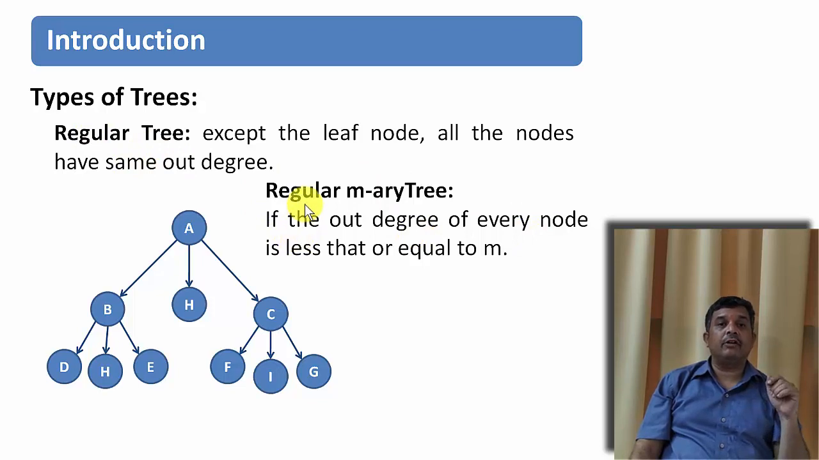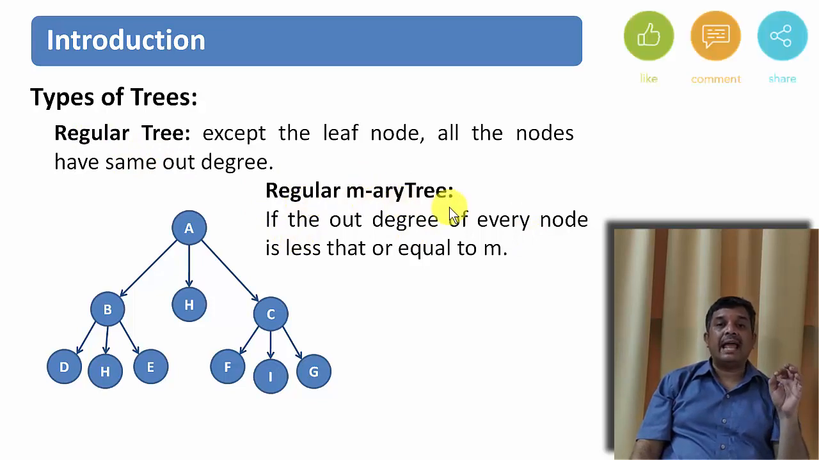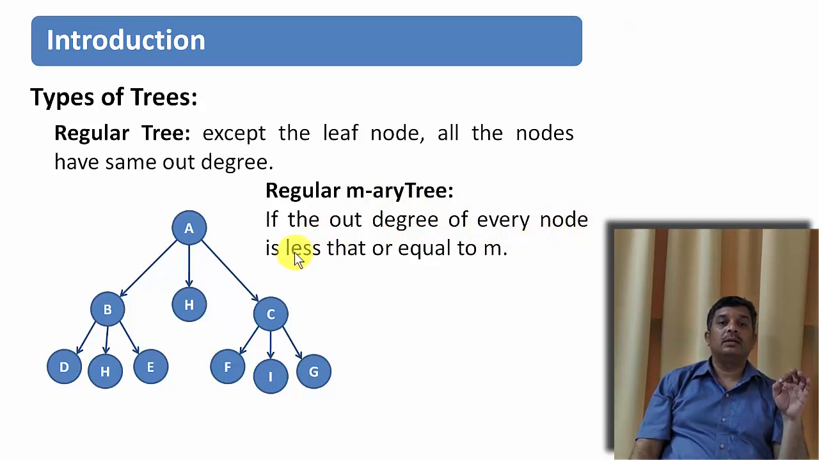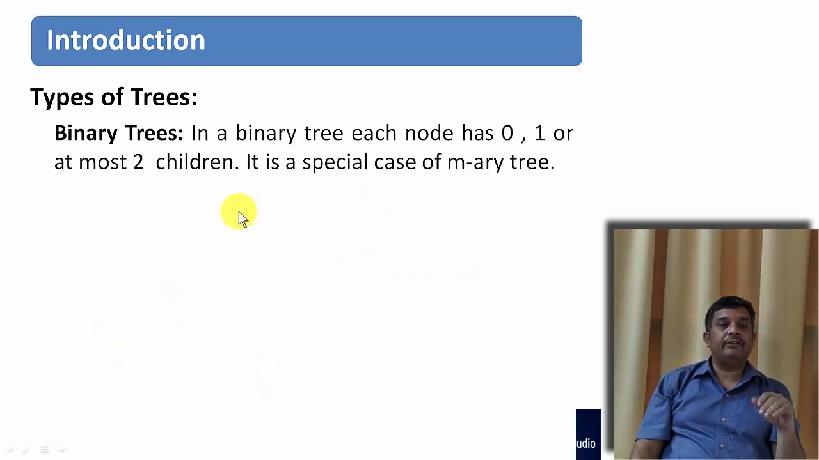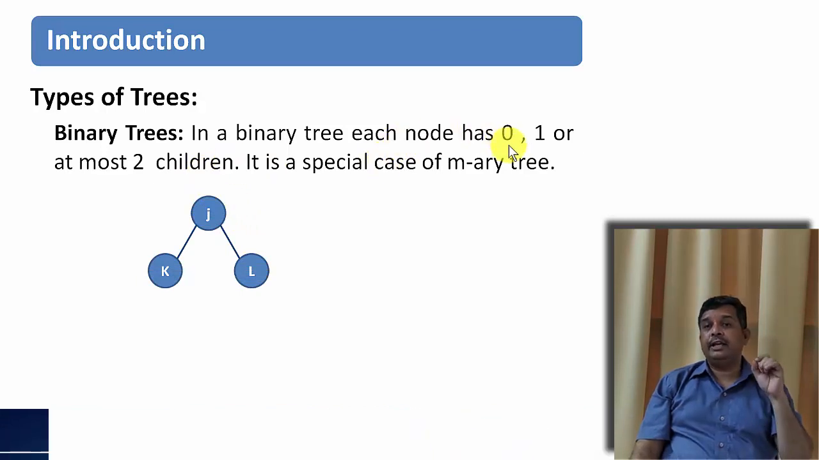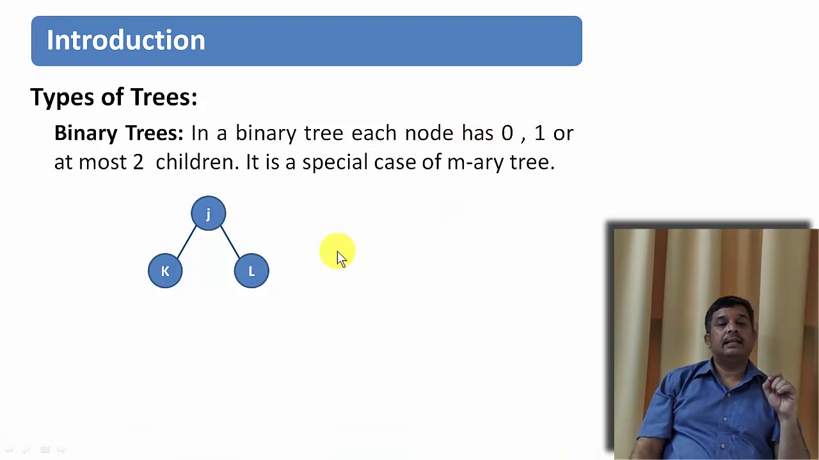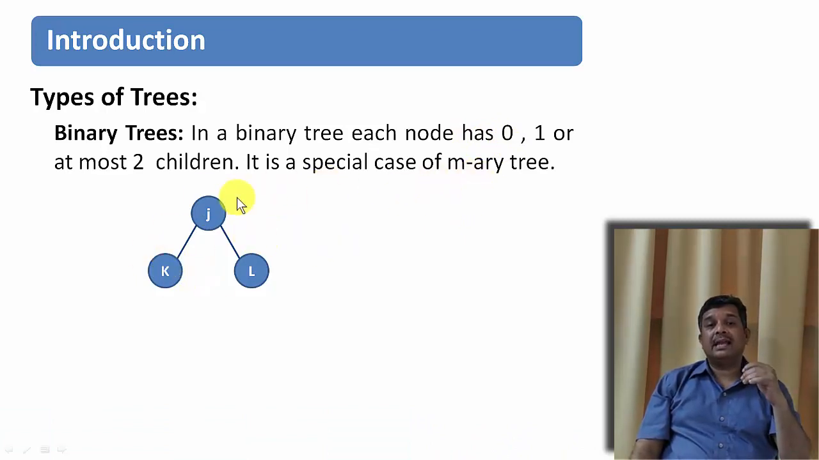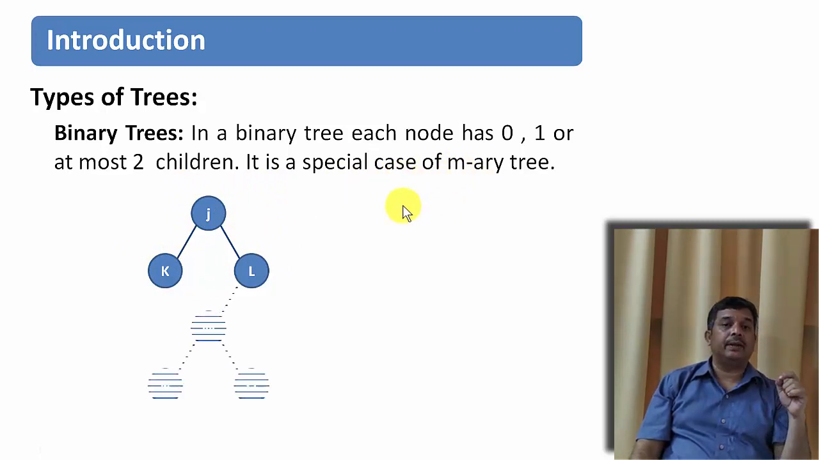And as an extension of this, I can say regular M-ary tree. If the out degree of every node is less than or equal to M, then I'll say it is an M-ary tree. The next definition is a binary tree. In a binary tree, each node has either 0, 1, or at most 2 children. Then I'll say it is a binary tree. So you can say a binary tree is a special case of an M-ary tree.